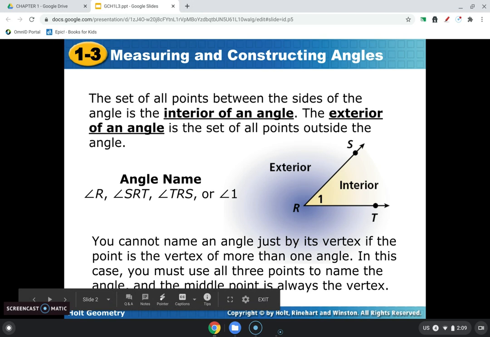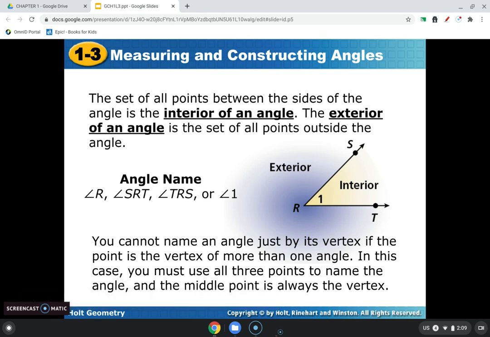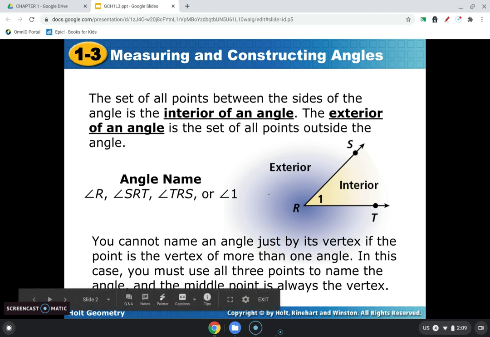So you would have to say angle R is the vertex where it opens up. SRT, TRS, angle 1 would all be different names of this angle.